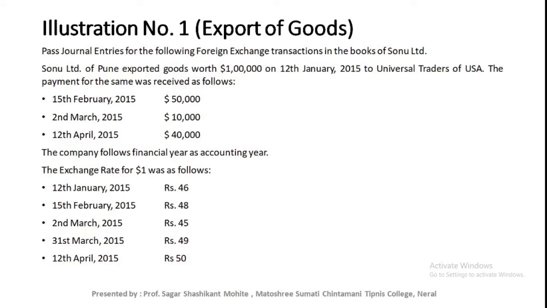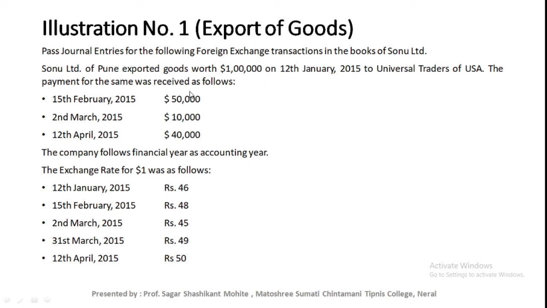Now let's see a problem related to foreign currency transaction. This problem is related to export of goods. Pass journal entries for the following foreign exchange transactions in the books of Sonu Limited. Sonu Limited of Pune exported goods worth $1 lakh on 12 January 2015 to Universal Trader of USA. That means Sonu Limited sold the goods to Universal Trader of USA for $1 lakh on 12 January 2015.